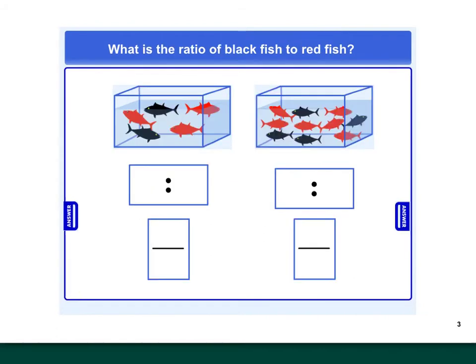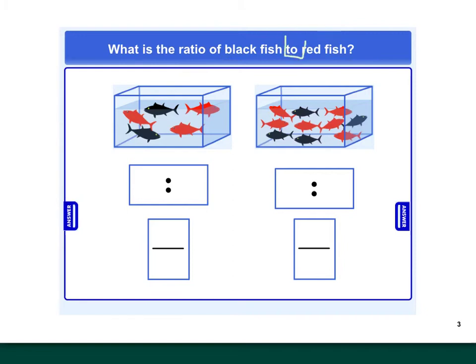If you're feeling confident with how to write ratios, go ahead and solve the next picture with the red and the black fish. If not, listen up as I go through this problem with you. Here it again says, what is the ratio of blackfish to redfish?